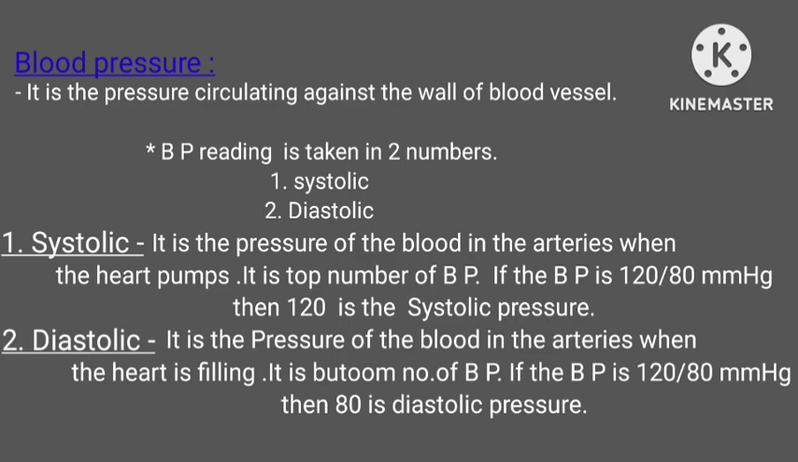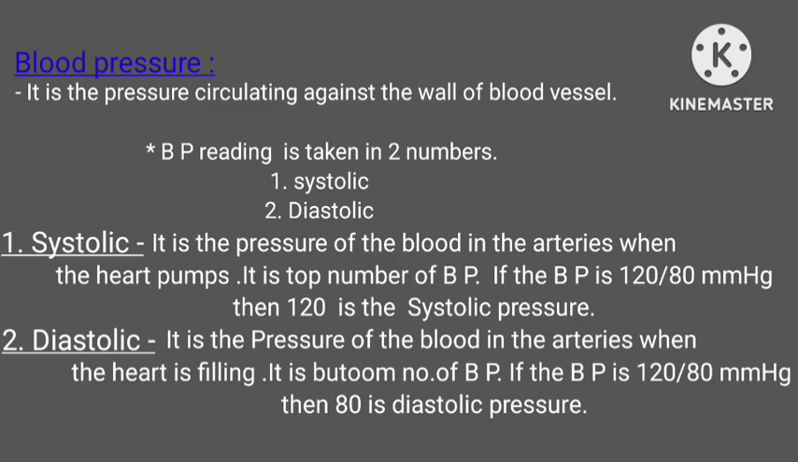First, let's discuss systolic. It is the pressure of the blood in the arteries when the heart pumps, and it is the top number of blood pressure. If the blood pressure is 120 by 80 mmHg, where mmHg means millimeter of mercury, then 120 is the systolic pressure.